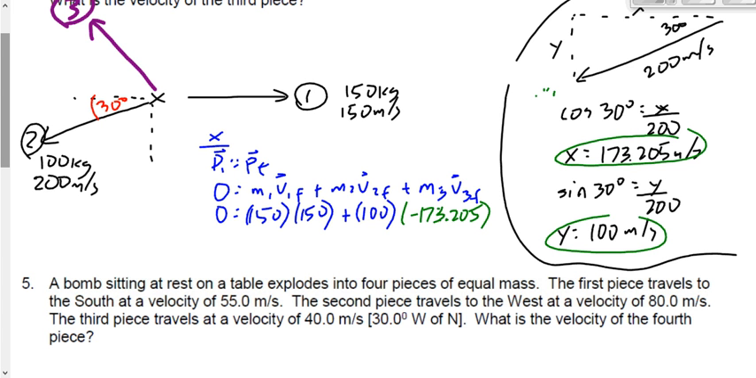So instead of V2F being 200, V2F is 173.205. Okay, we add that to M3, which is, what was the total mass of this thing? 400 kilograms? I think it's going to be 150 kilograms. 400 minus 150 minus 100 times V3F, and we solve for V3F here.